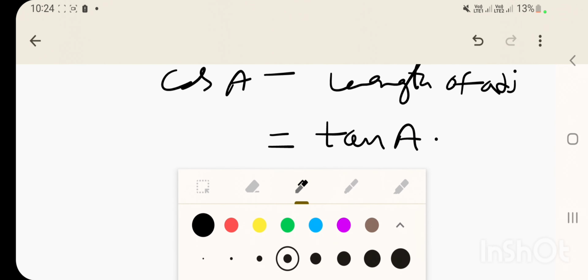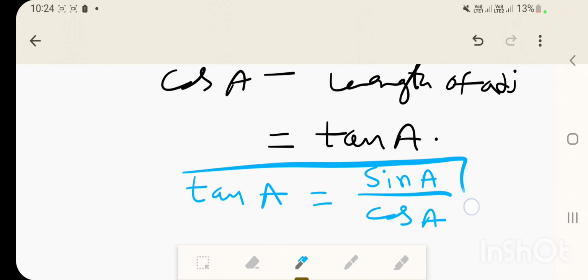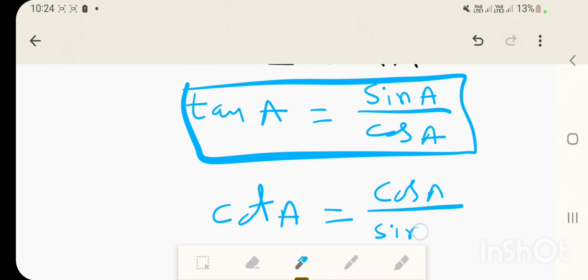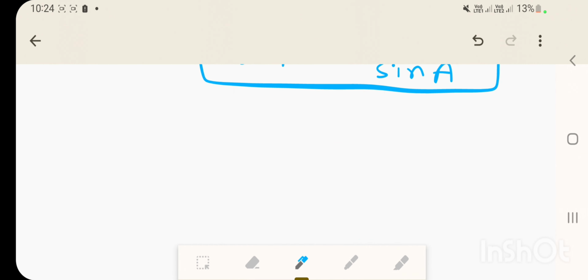So finally, you have to remember this: tan A is sin A divided by cos A. And we know that tan A is the reciprocal of cot A. So cot A we can write as cos A by sin A. These ratios are very useful. Tan A is sin A by cos A, and cot A is cos A by sin A. We'll see one example problem here to understand the ratio of tan A.